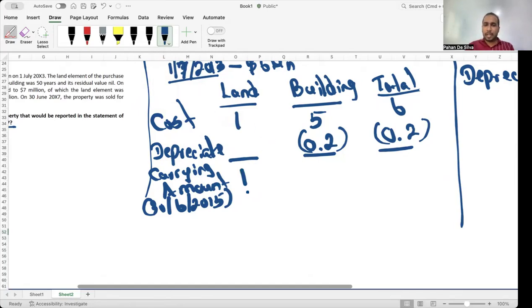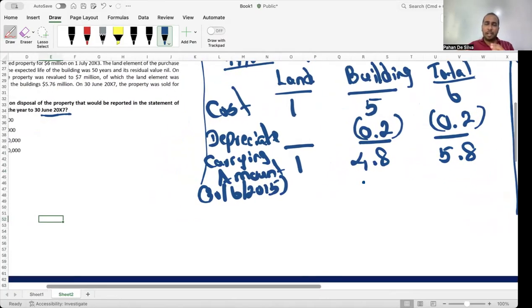So the carrying amount of the land is 1. When it comes to the building, cost is 5. Up to 30th June 2015, we have depreciated 0.2 million, so our carrying amount would be 4.8 million. Altogether, what is the total? The total carrying amount of this property is 5.8 million. That is the carrying amount.